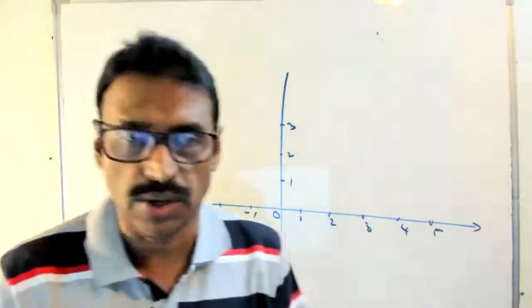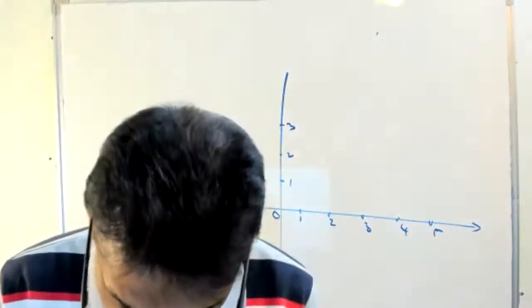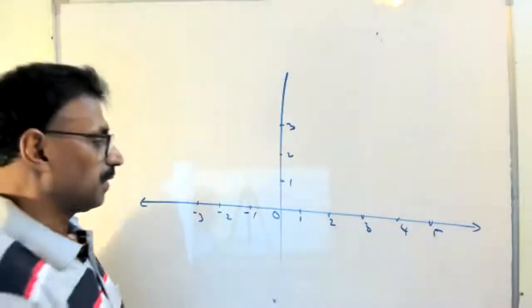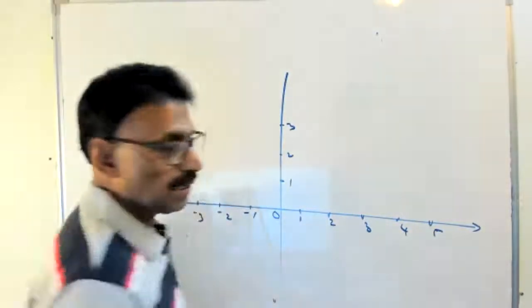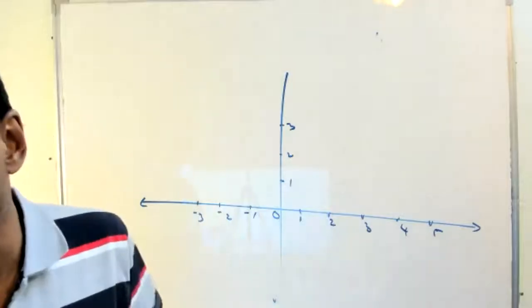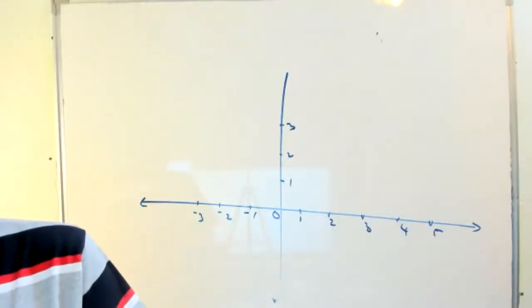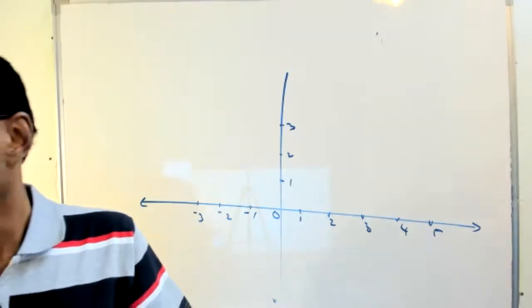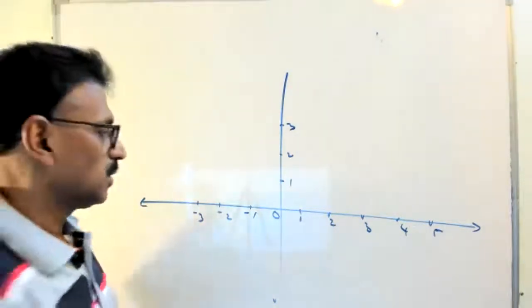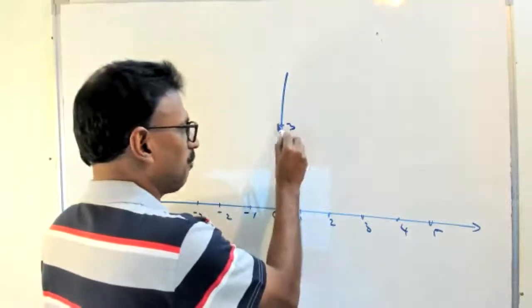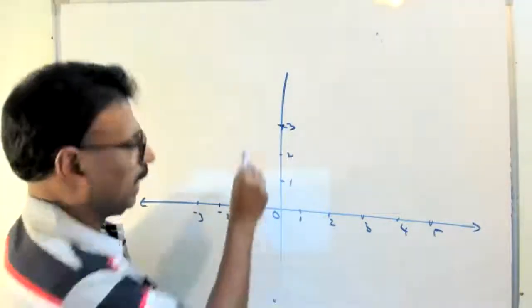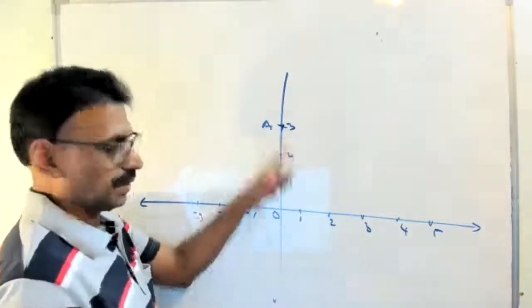For all, listen. First point is 0, 3. Where is 0, 3? On the y-axis. Correct or no? 0, 3 on the y-axis. Clear or not? Yes, sir. So 0, 3 is here. This is our first point. We call it A. 0 and 3.